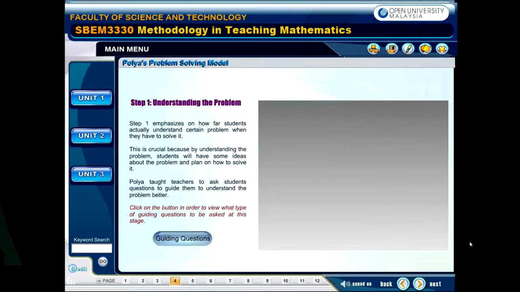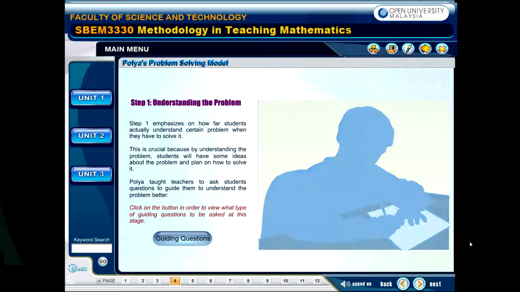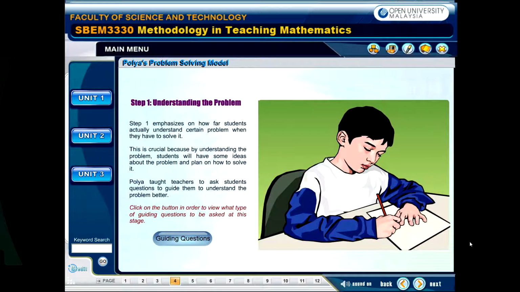Step 1 emphasizes on how far students actually understand certain problem when they have to solve it. This is crucial because by understanding the problem, students will have some ideas about the problem and plan on how to solve it. Polya taught teachers to ask students questions to guide them to understand the problem better. Click on the button in order to view what type of guiding questions to be asked at this stage.